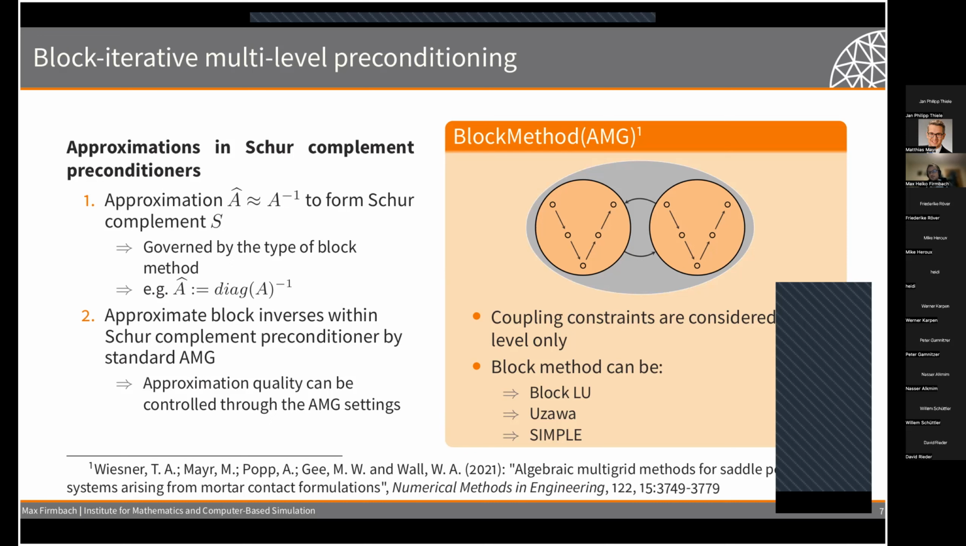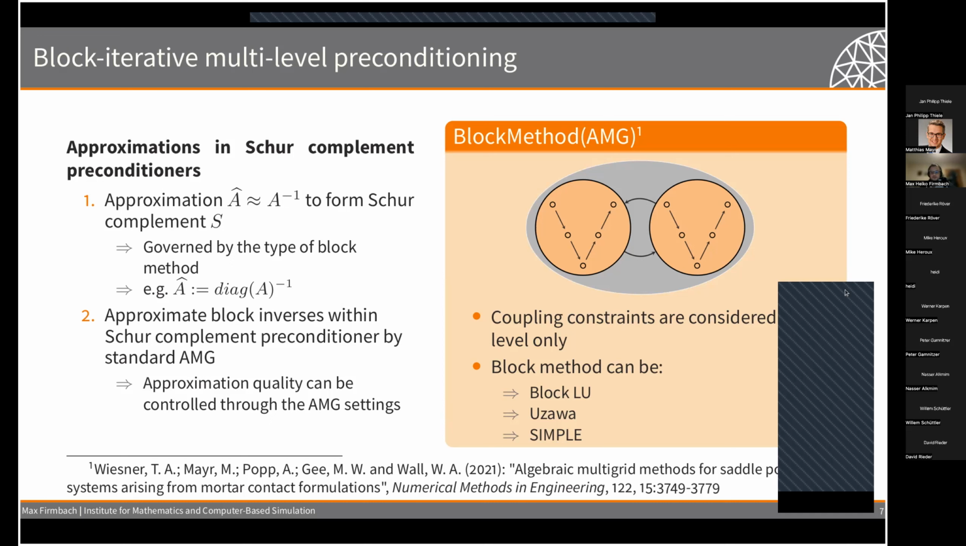So in the end, we have an outer block method and glue multigrid methods internally together to obtain a solution for our block system. Of course, with this approach, we are considering the coupling constraints that you have seen, so the off-diagonal blocks, only on the fine level, which might be a problem later on. And there are different approximations in this block method that we need to choose.